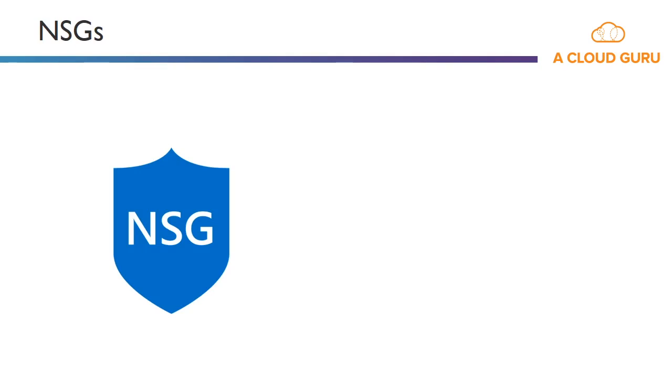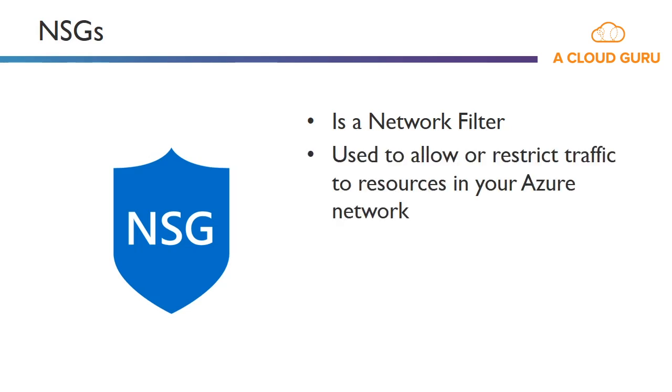One of the core security components for networking in Azure are NSGs, also known as network security groups. And what are they? They're essentially a traffic filter, a network filter that's checking traffic. Think of it like a firewall, and it basically allows or restricts traffic to resources in our Azure network. There are two types of rules. There are inbound rules and outbound rules that you'll see in the upcoming flow that we'll walk through.